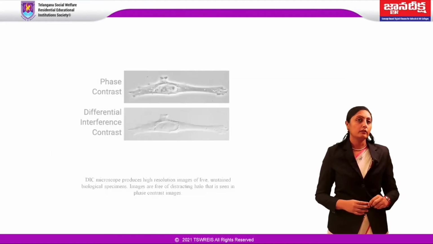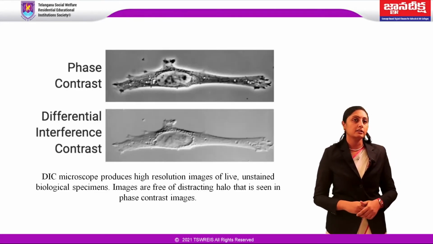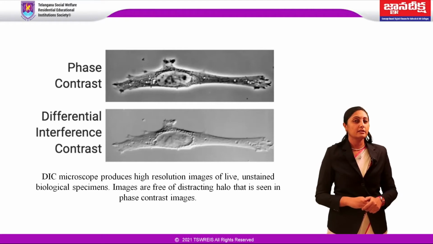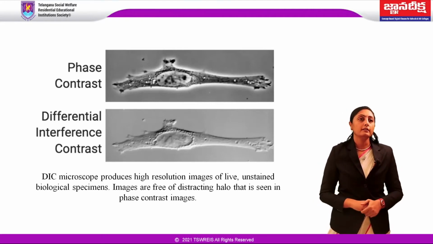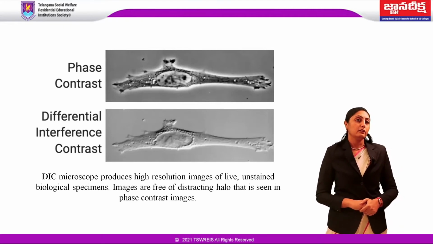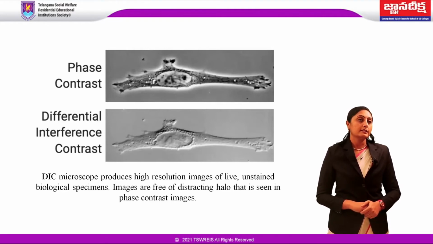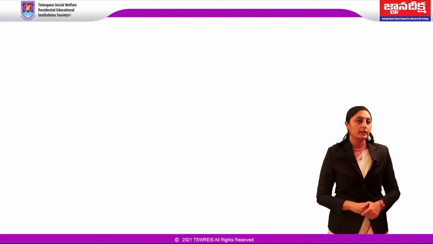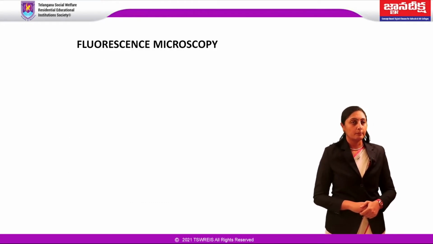One advantage of DIC over the phase contrast microscope is the absence of the halo surrounding the periphery of the specimen. Next, let us learn about yet another type of microscopy, the fluorescence microscopy.